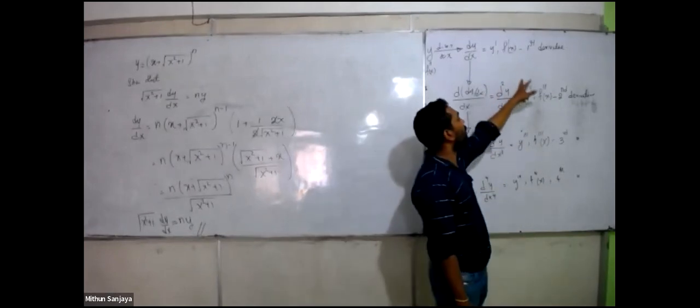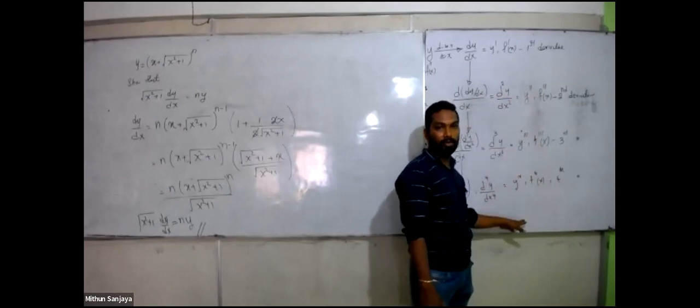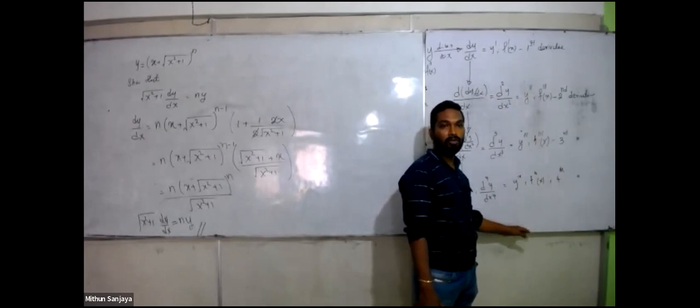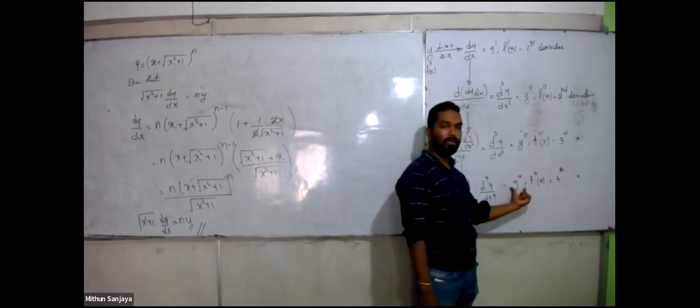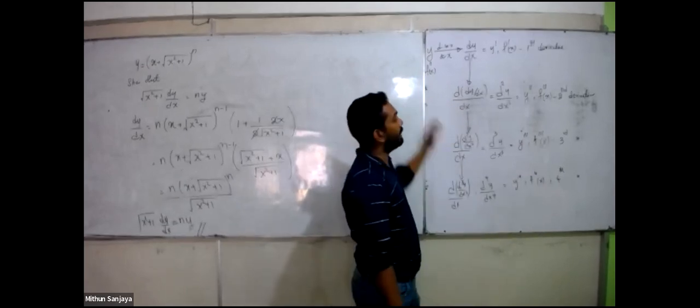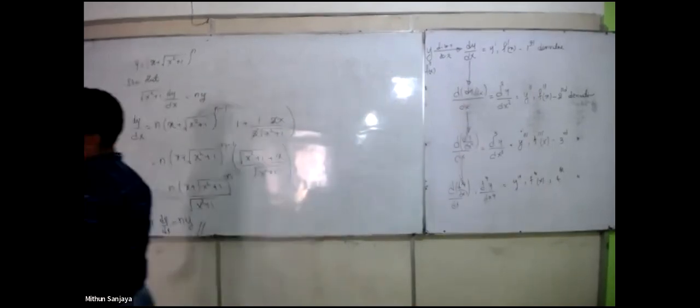Here we have Roman 1, Roman 2, Roman 3, Roman 4, and Roman 5. Like that, we have our notations. We need to note that, because sometimes it is written as the fourth derivative. Then we need to know what it is. These are all the higher order differentiations.